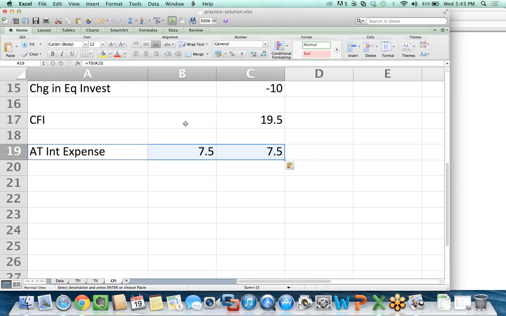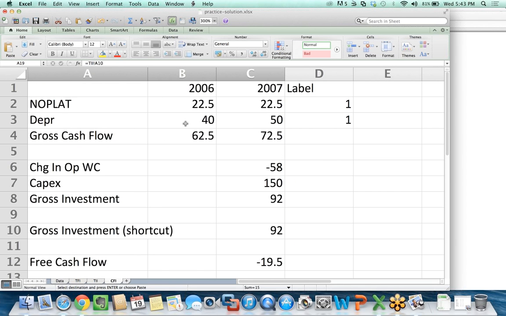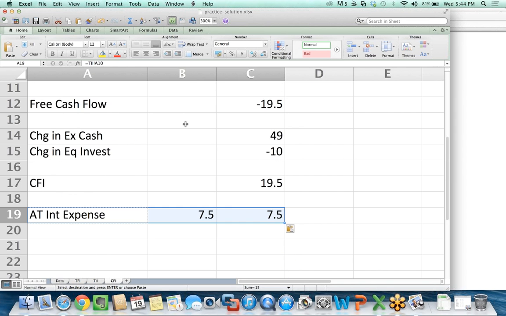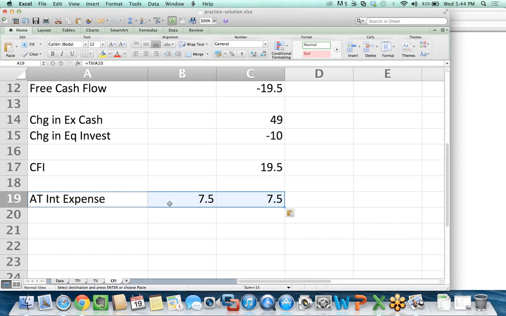And I'm putting this extra column in here just so I can copy and paste over. I don't need 2006 in the CFI statement because I can only do one year, but the reason that it's in there is mainly just because I can copy and paste.